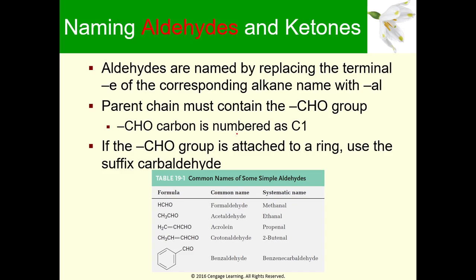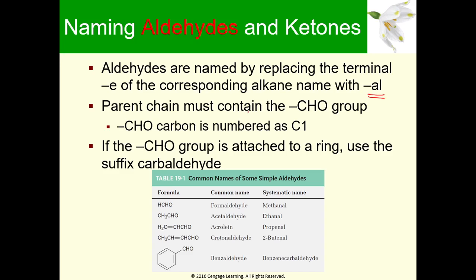So how do we name aldehydes and ketones? Aldehydes are named by replacing the terminal E of the corresponding alkane with al. Take note, our alkanes end with E, like hexane, pentane. So you will replace the ending E with al. So the names here will be methanal, ethanal, butanal, propanal, and so on.